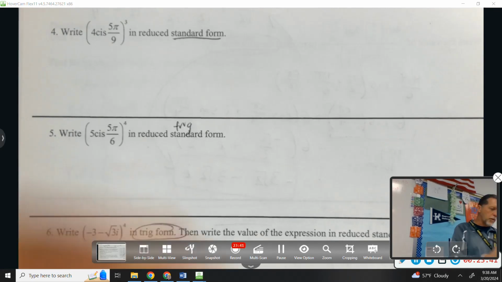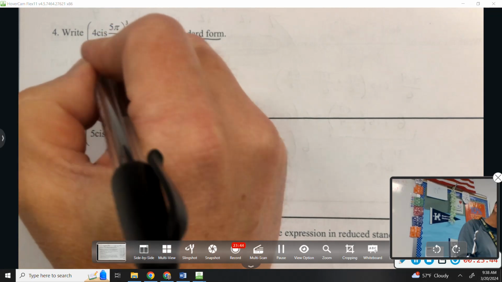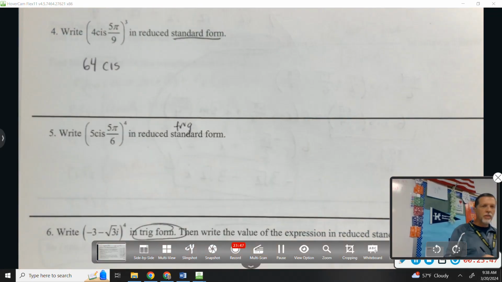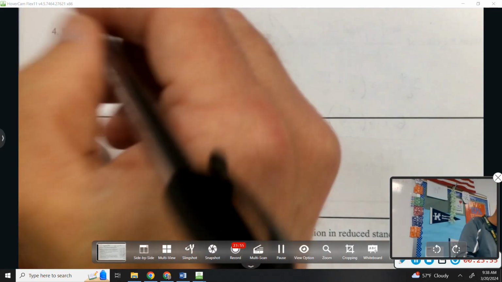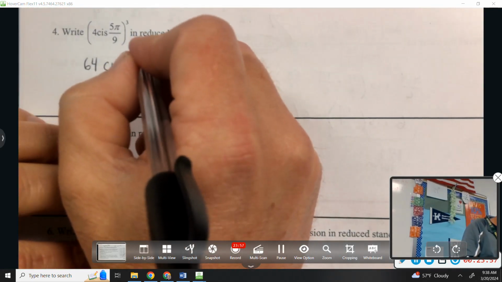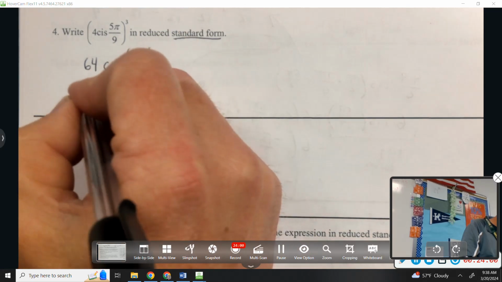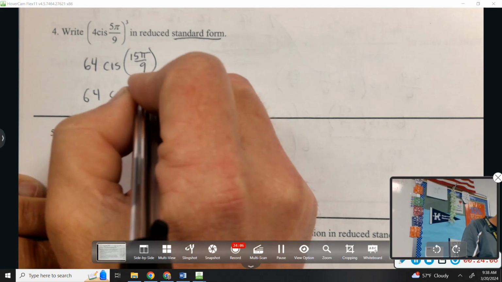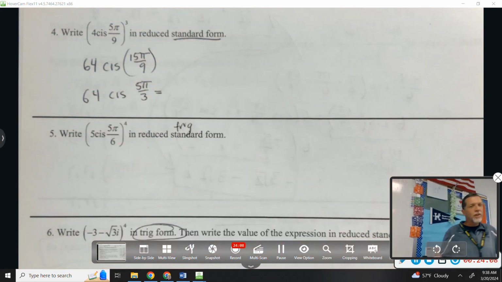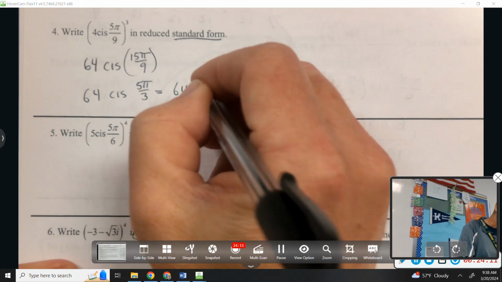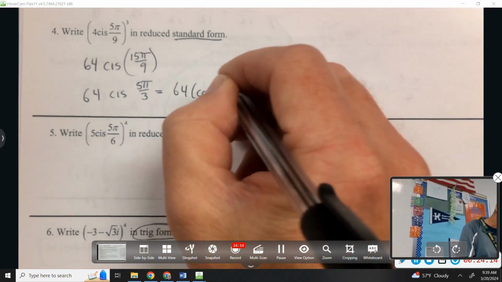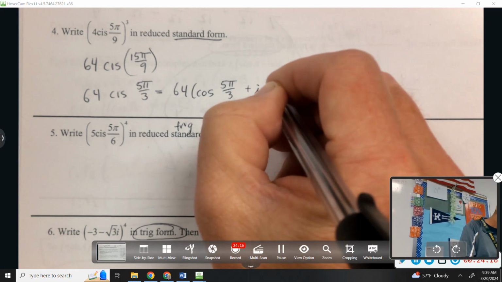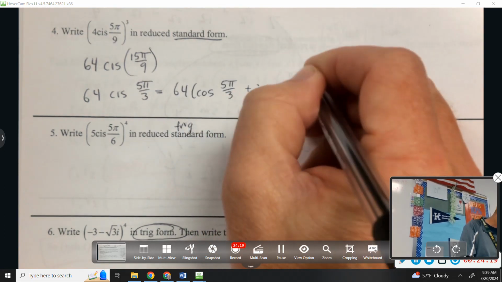Okay, reduce standard form. So we cube the 4. 4 cubed is 64. We multiply the angle by 3, right? Because remember, if you don't memorize it, you just think cube means multiply it 3 times, which means add it 3 times, which means multiply by 3. 15 pi over 9, which reduces, so that'd be 5 pi over 3. That's trig form. But we really like making you go back and forth here. So 64 cosine 5 pi over 3 plus i sine 5 pi over 3.